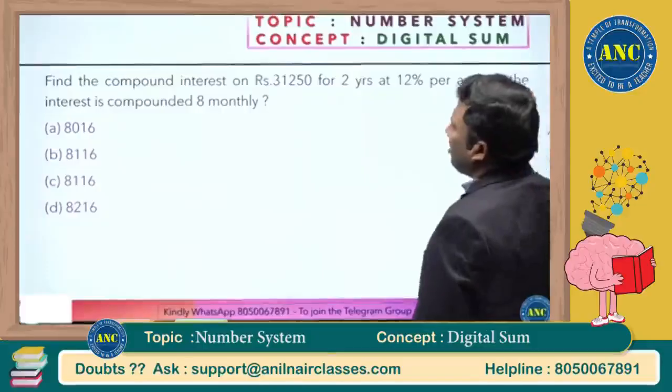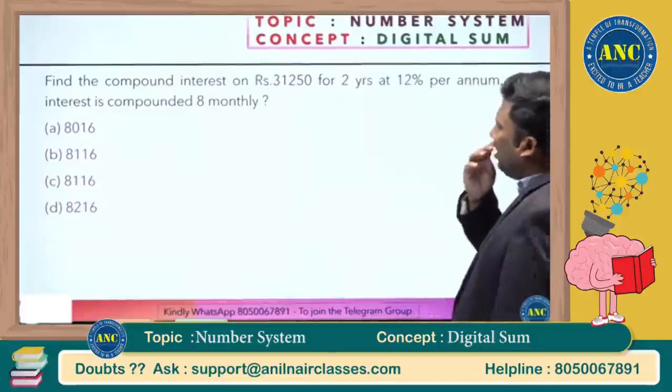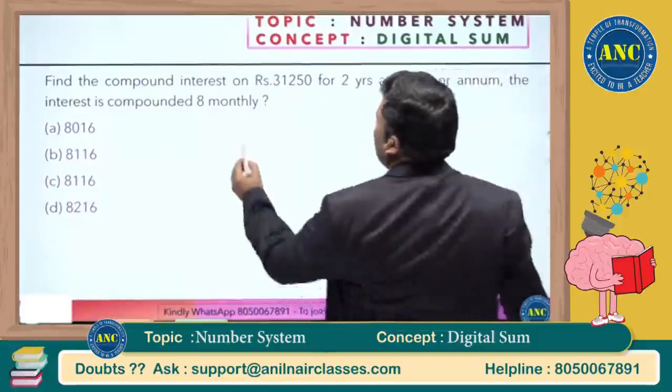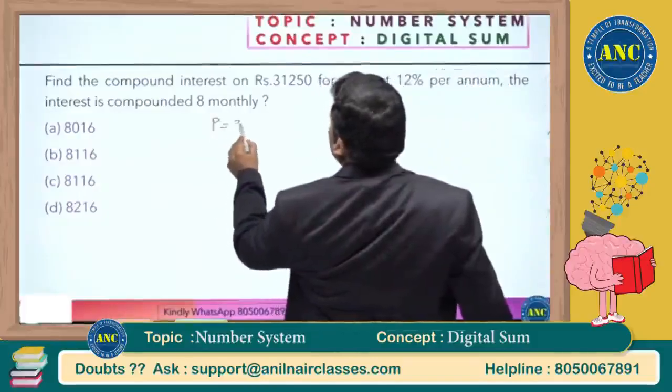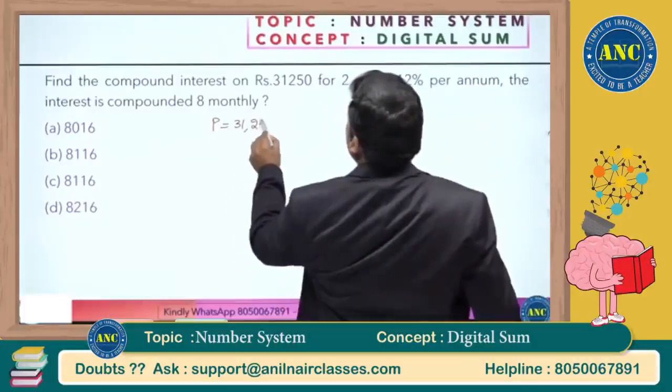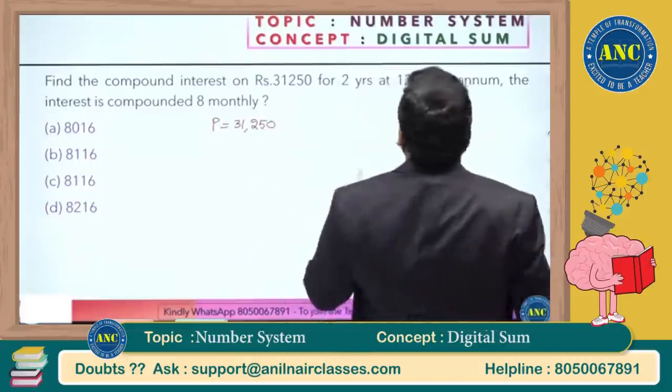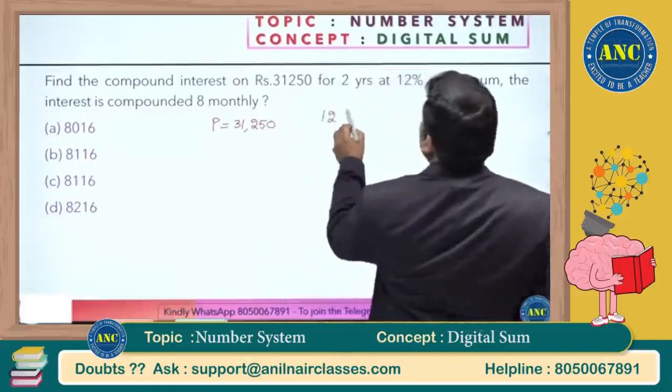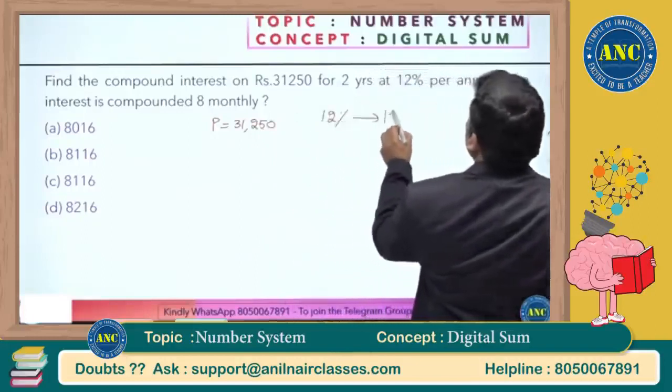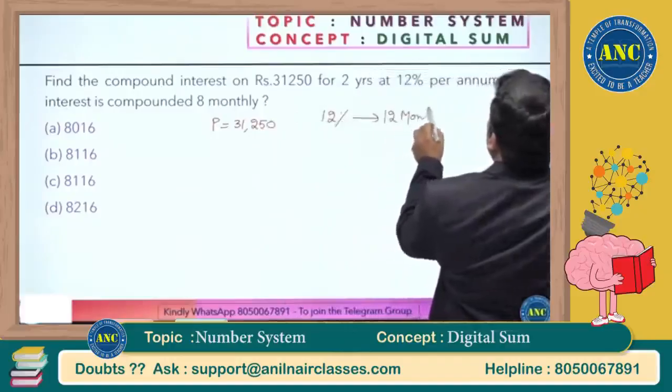By using digital sum. Next one, I think this is also easy. Find the compound interest on rupees, principal is 31,250, for 2 years at 12% per annum.